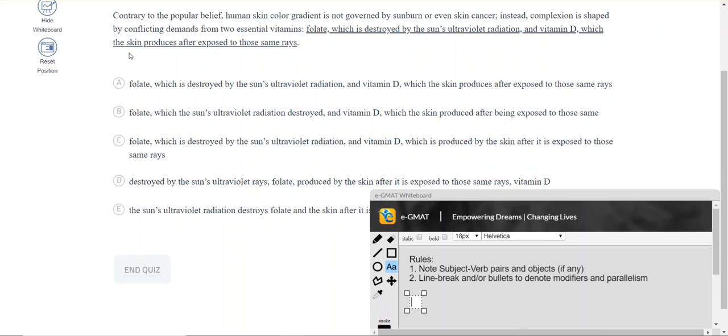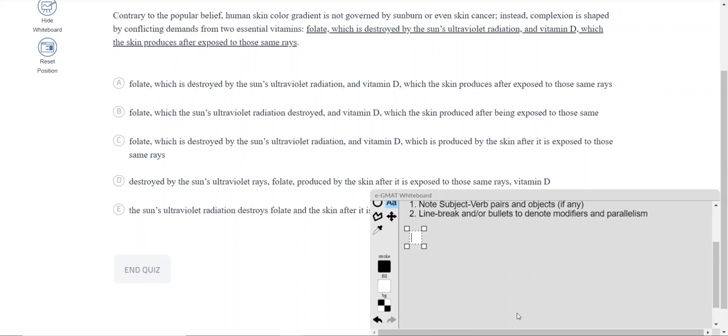So, contrary to popular belief, human skin color gradient is not governed by sunburn or even skin cancer. The subject here is human skin color gradient. So I'm just going to say skin color gradient is not governed, is the verb, by sunburn or even skin cancer. Those could be the objects. So by sunburn or skin cancer, I'm going to use shorthand in this one.